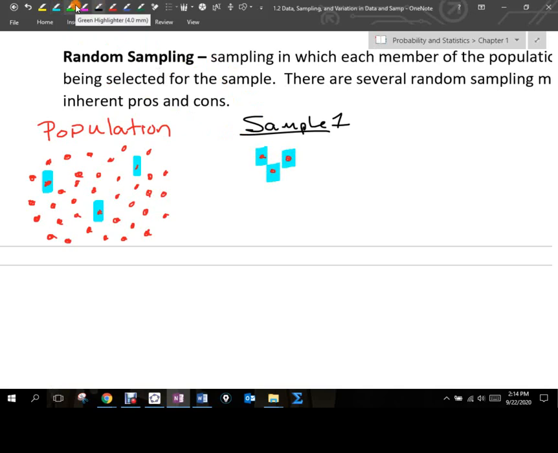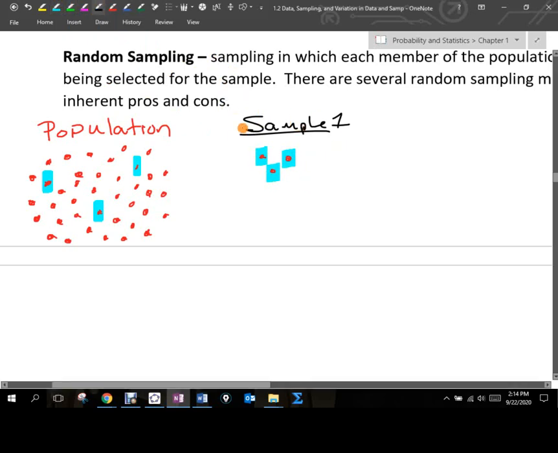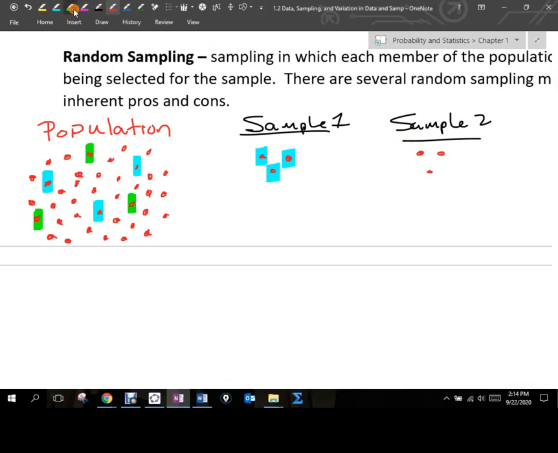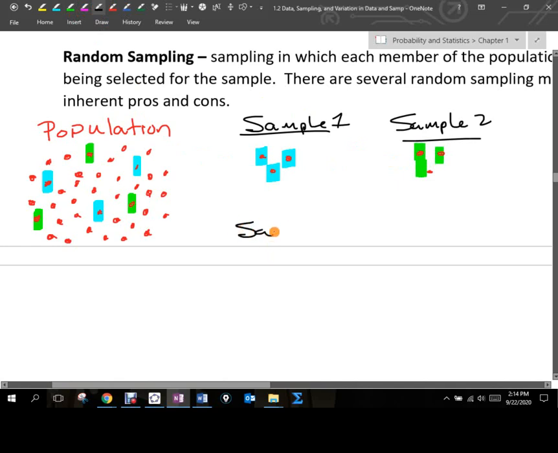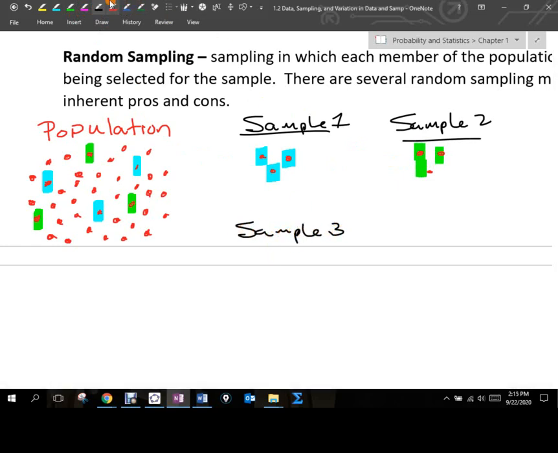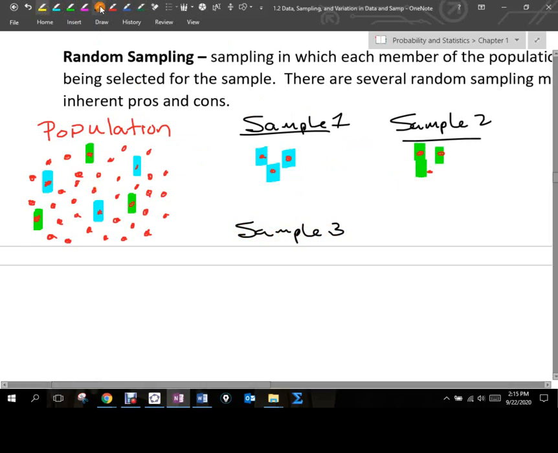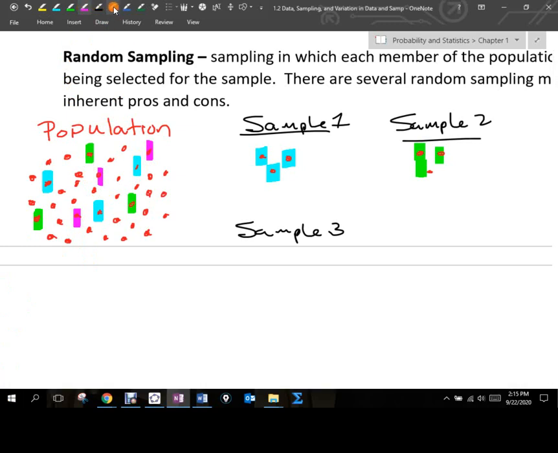Okay, so what we talk about in random sampling is that the probability of that sample being chosen is the same as sample 2 being chosen when I choose maybe those. Which then would be the same as if I chose a third sample, which maybe is these purple ones. Does that kind of make sense to everybody?